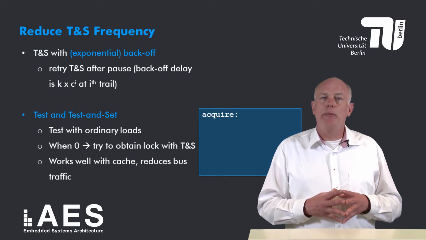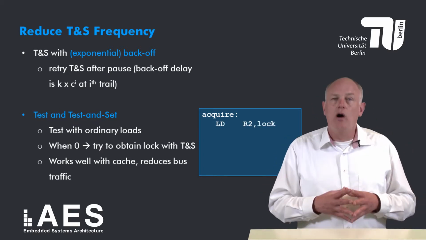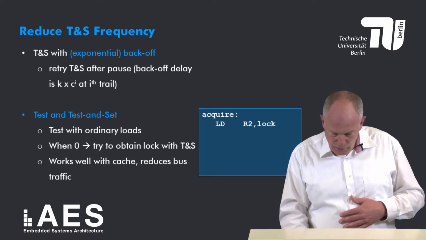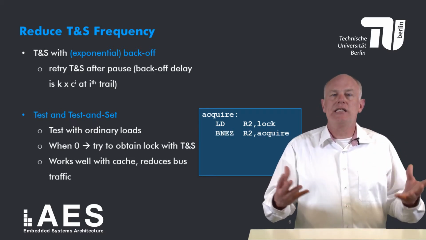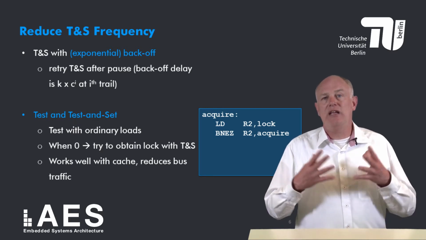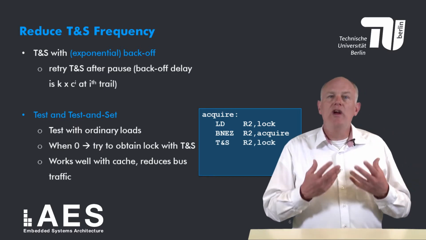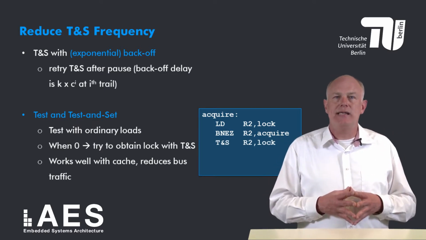Here's how it can be implemented. First, we load the lock using a normal load into a register. Then we test if the lock is locked or held. If it is, we repeat it. If it is free, we read and write the lock using test and set.